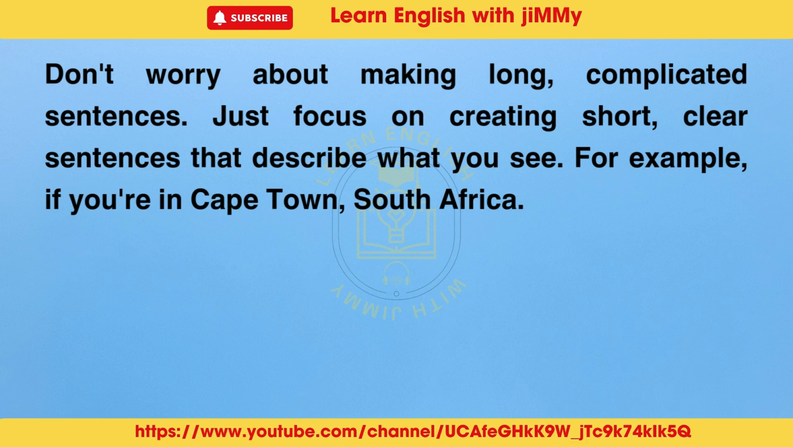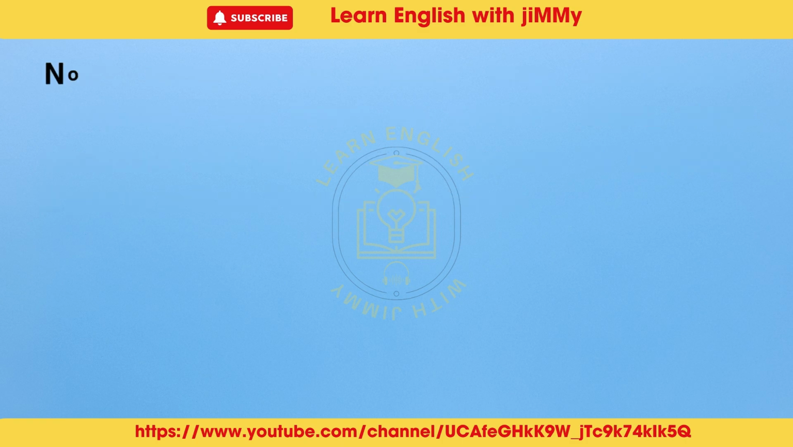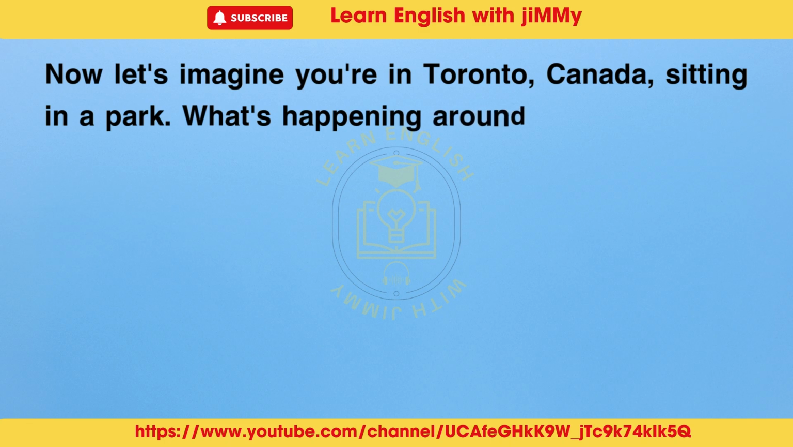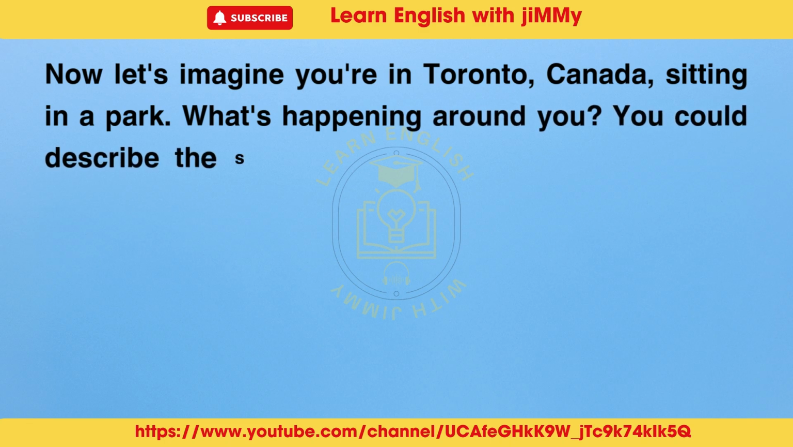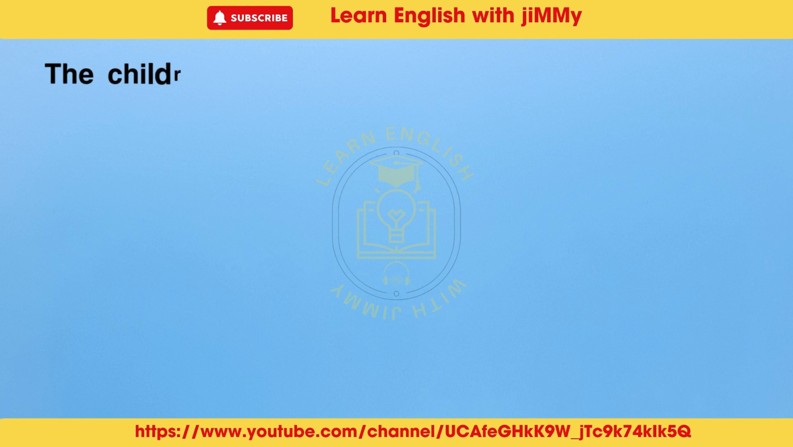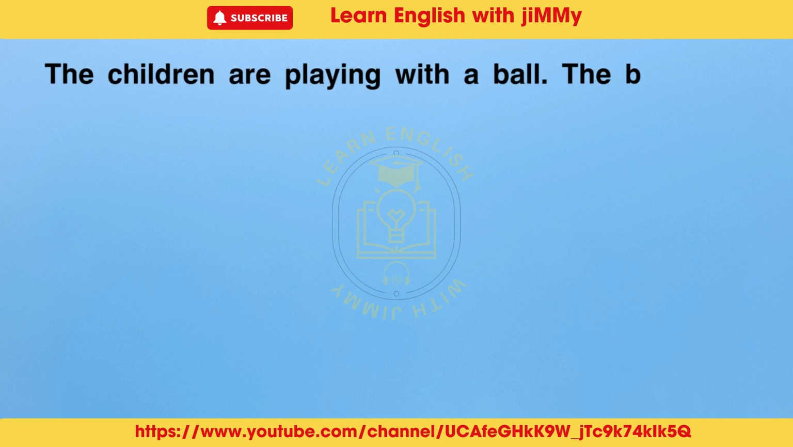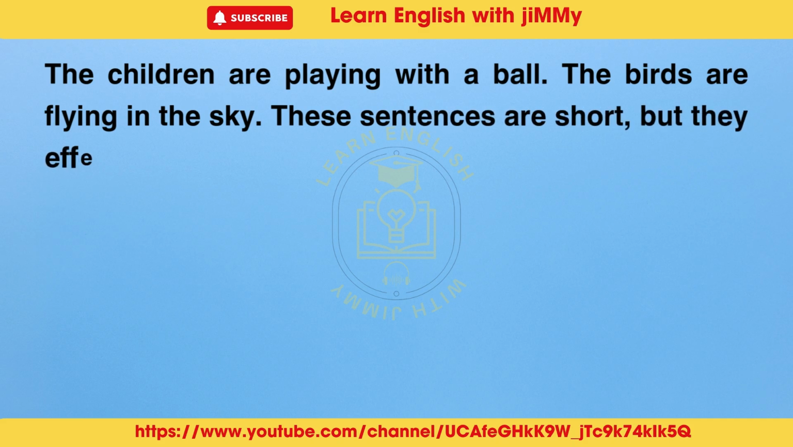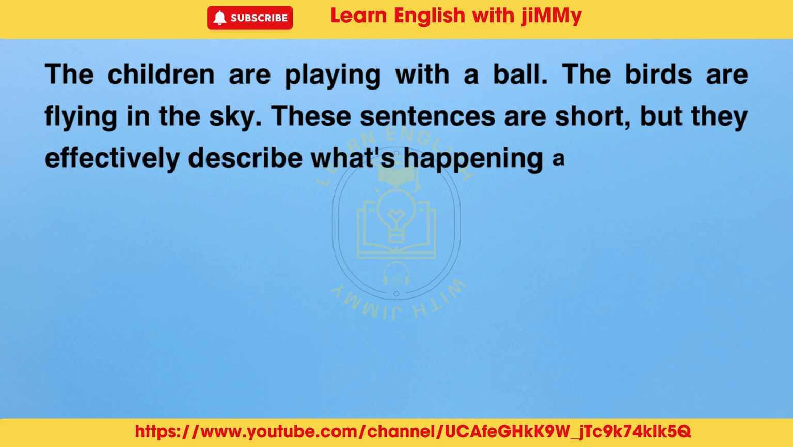For example, if you're in Cape Town, South Africa. Now let's imagine you're in Toronto, Canada, sitting in a park. What's happening around you? You could describe the scene like this: a family is having a picnic. The children are playing with a ball. The birds are flying in the sky. These sentences are short, but they effectively describe what's happening around you.